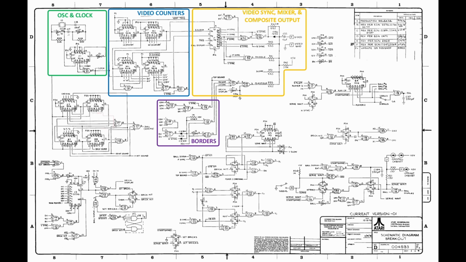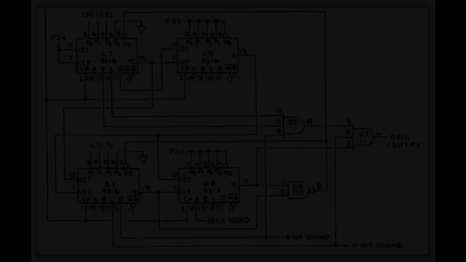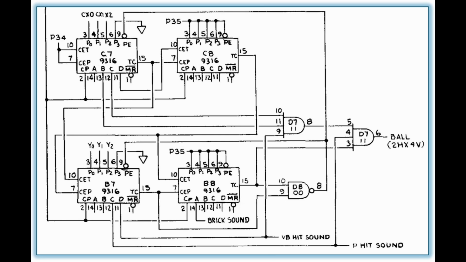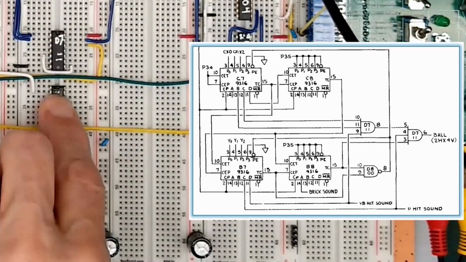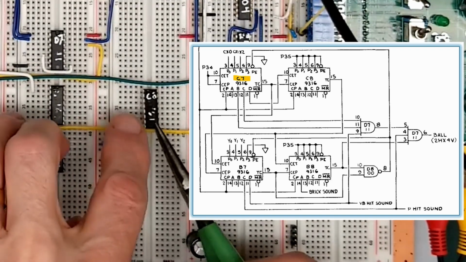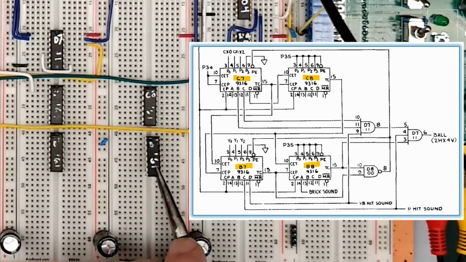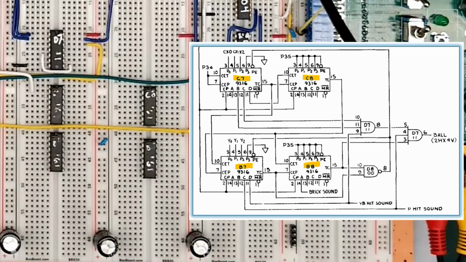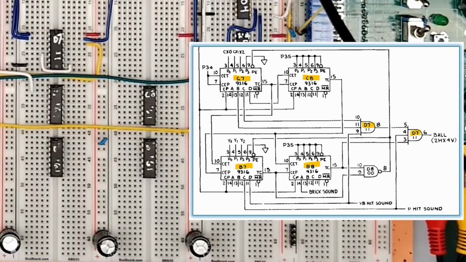Crazy. Today we'll go back to sheet 1 and work on the ball counters and ball motion controls. Let's just start with these ball motion counters. We'll need 4 more 74161 binary counters in Charlie 7, Charlie 8, Baker 7, and Baker 8. We'll use 2 3-input AND gates from Dog 7, and we'll need a new 7400 quad NAND gate in Dog 8.